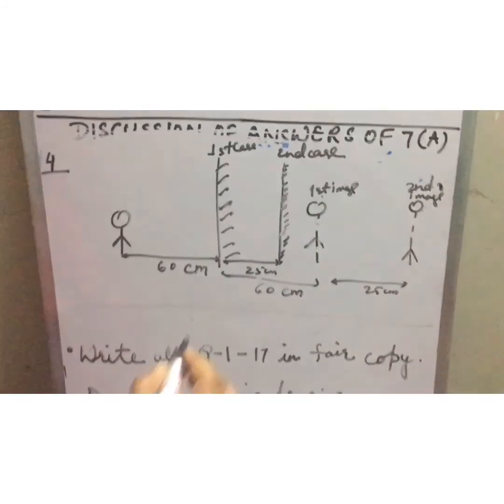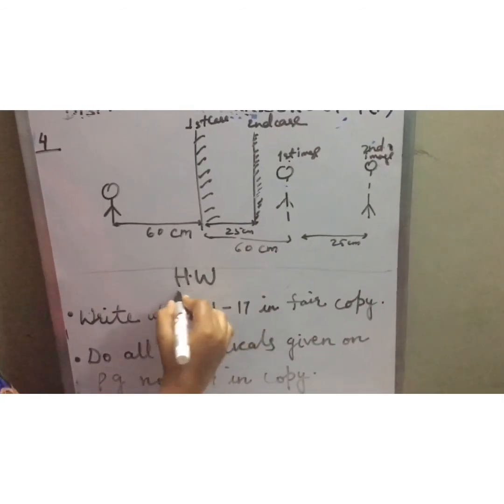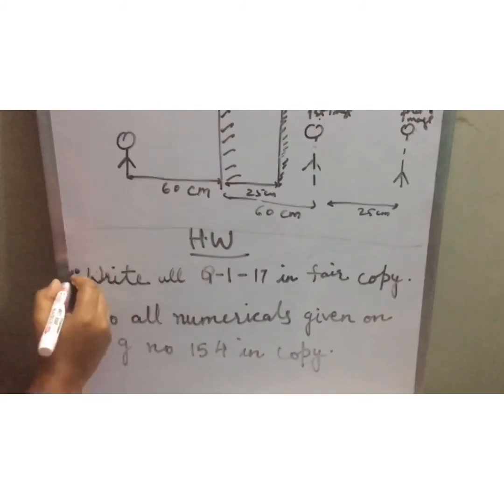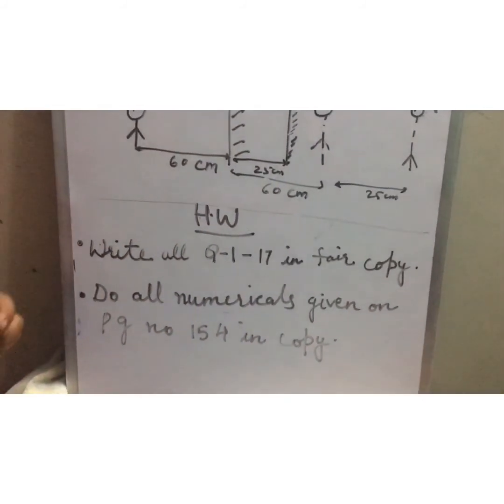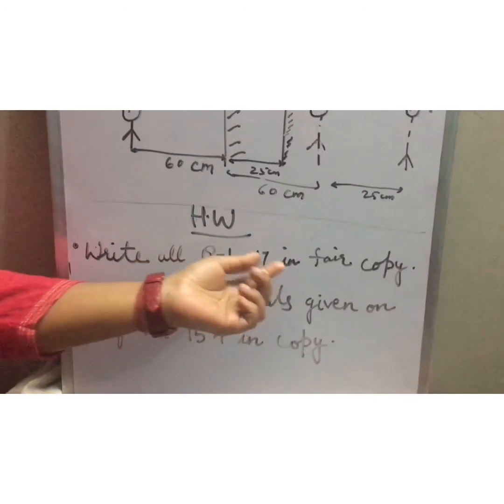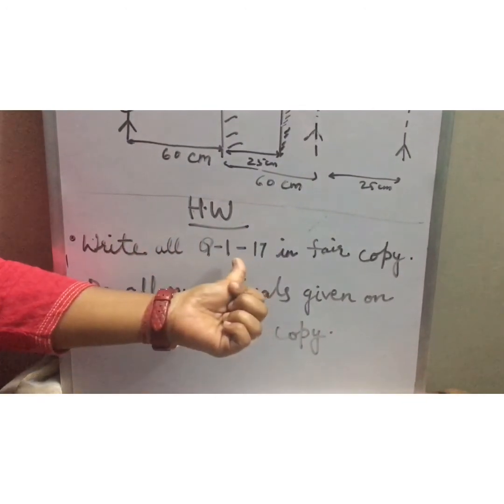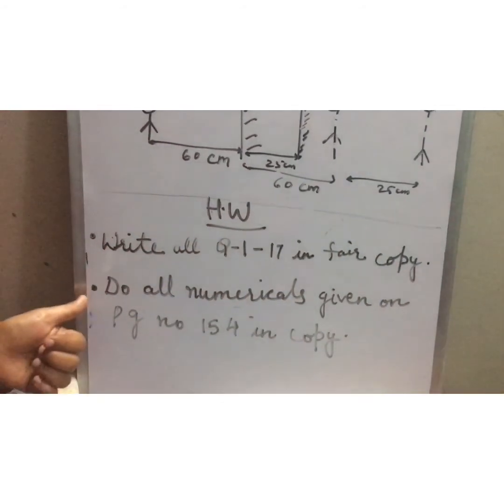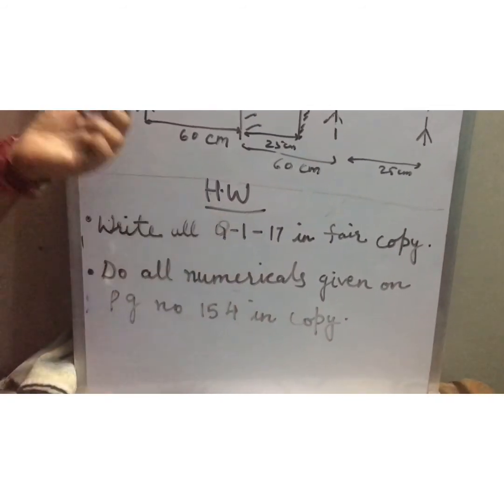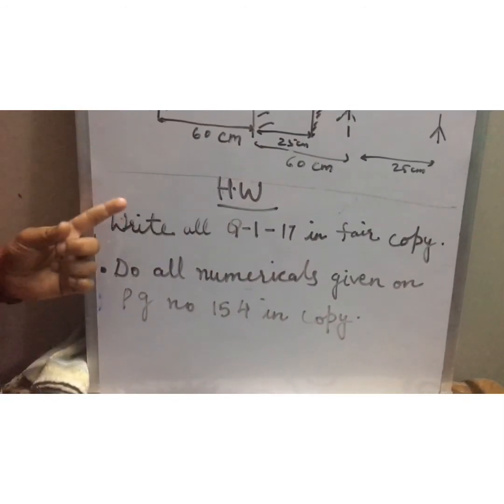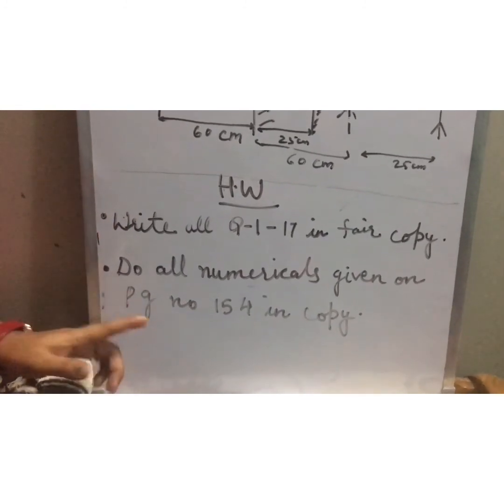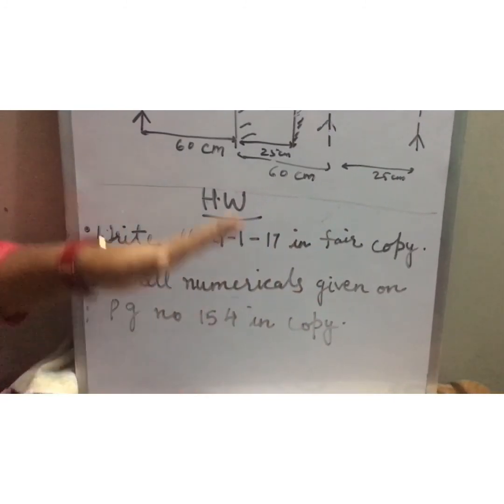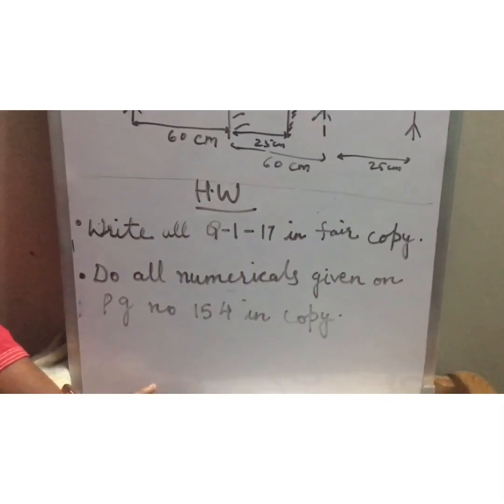Now it's homework time. Now homework, students, see. I have discussed all the questions and answers given in exercise 7A from 1 to 17. So you all have to write all those questions and answers in your fair copy. After that, do all numericals. Till the 4th numerical, I have explained to you. One more numerical is left, which you have to do by yourself in your fair copy. So do all numericals given on page number 154 in your fair copy. Do all this work in your copy and write them nicely.